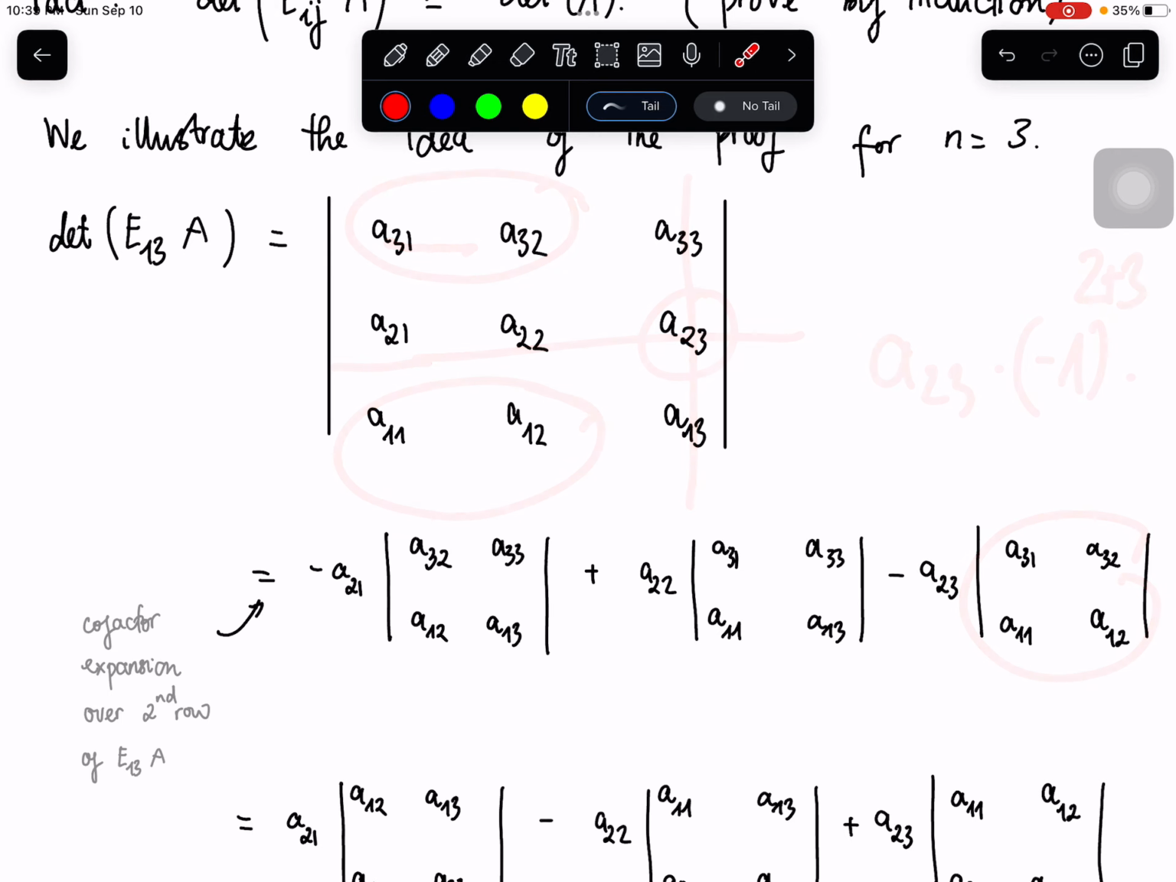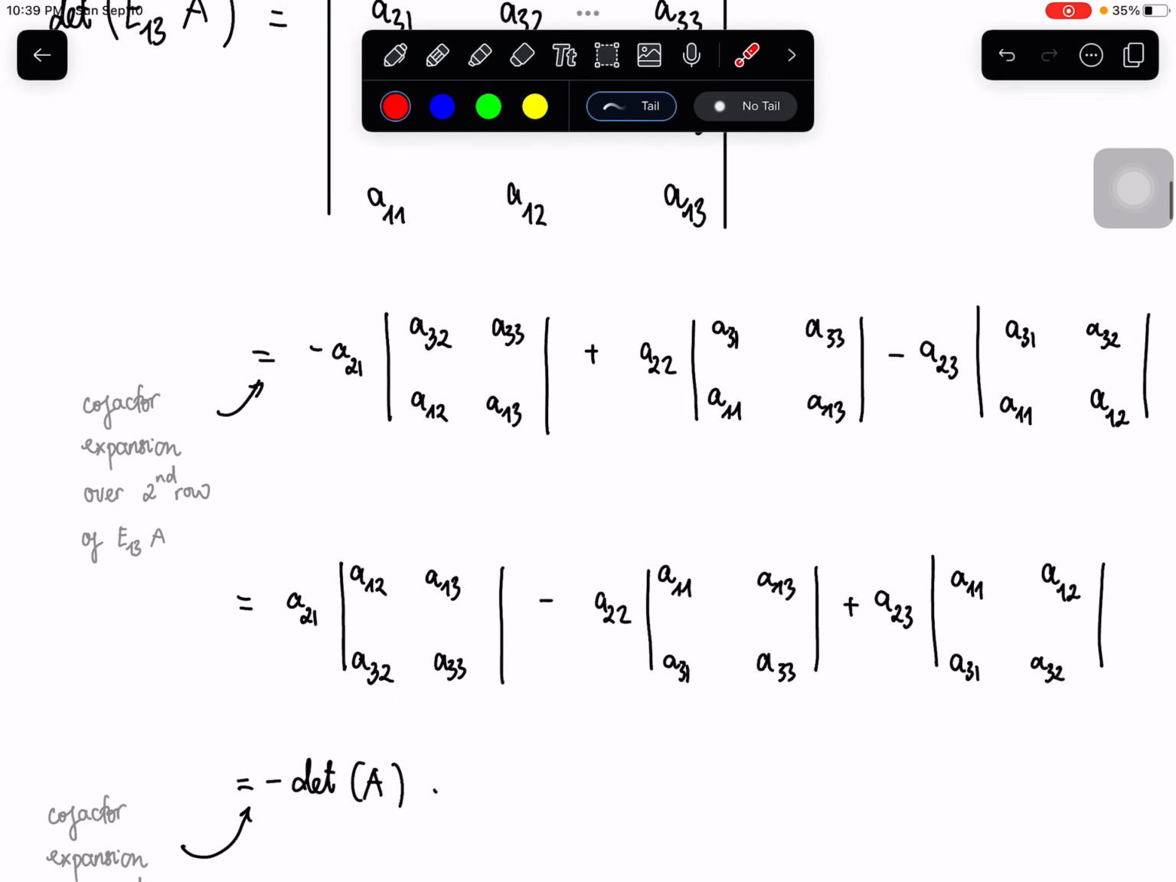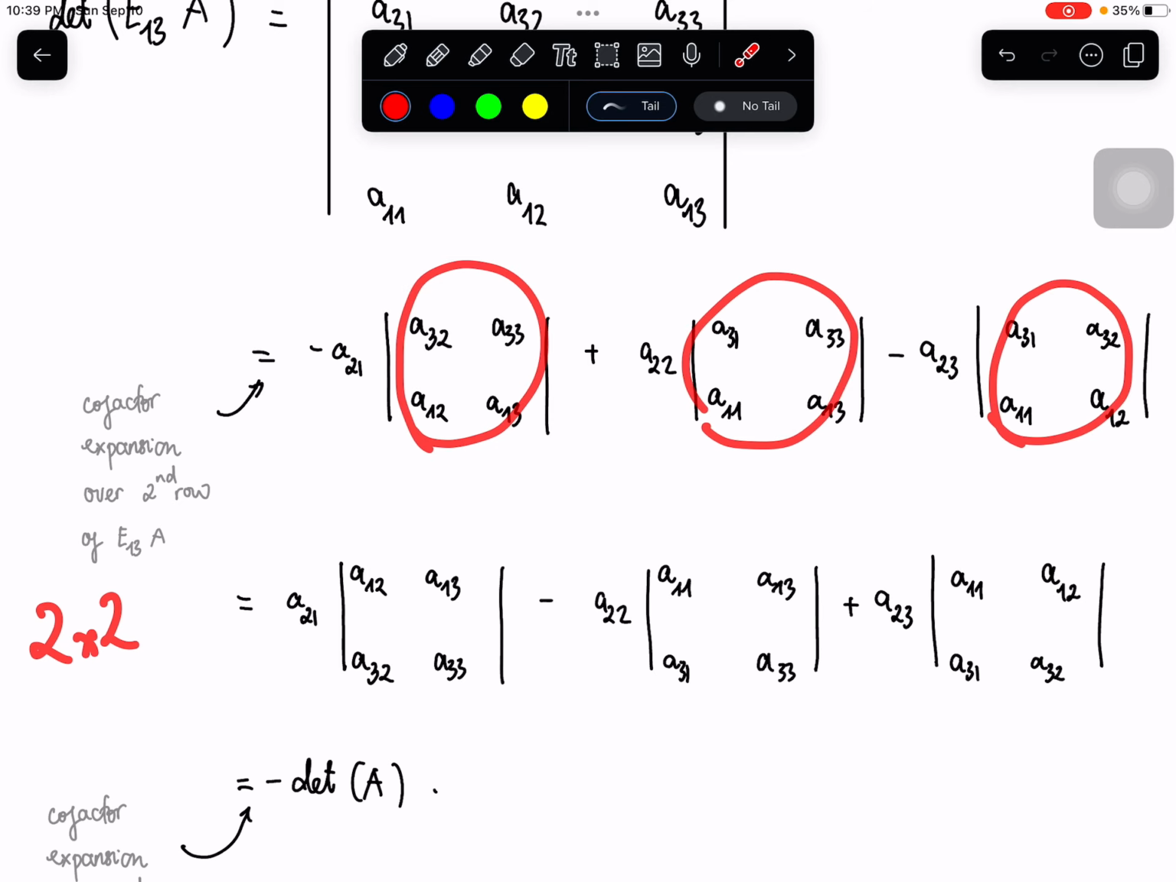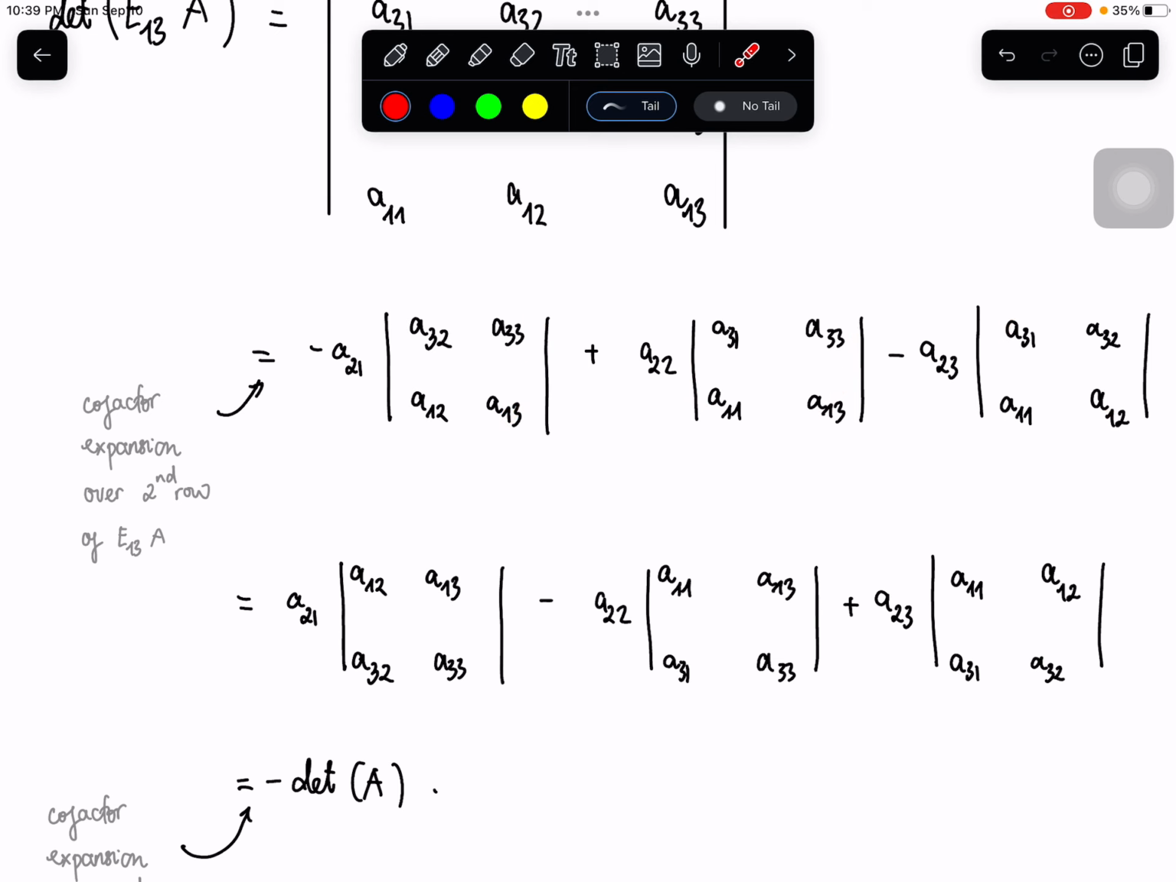Now we can use what we did before for 2 by 2 matrices. These are 2 by 2 matrices, and we know that if we switch two rows, the determinant changes sign. Now that's what we do. We switch two rows of this matrix. The matrix we get is: row 2 becomes row 1 now, and row 1 becomes row 2 now. And for this one we exchange two rows, so the sign changes. Now minus becomes plus.